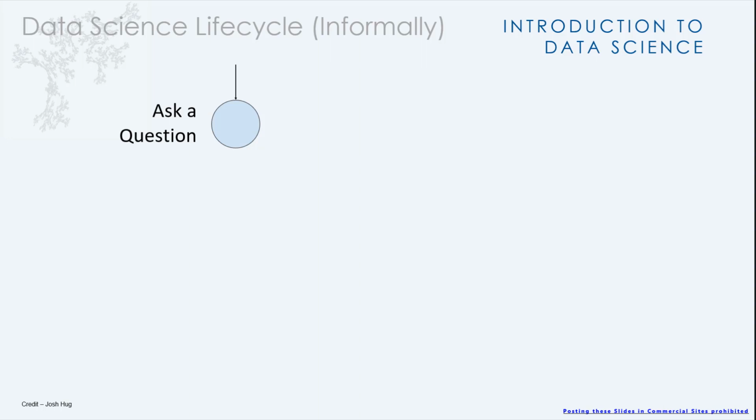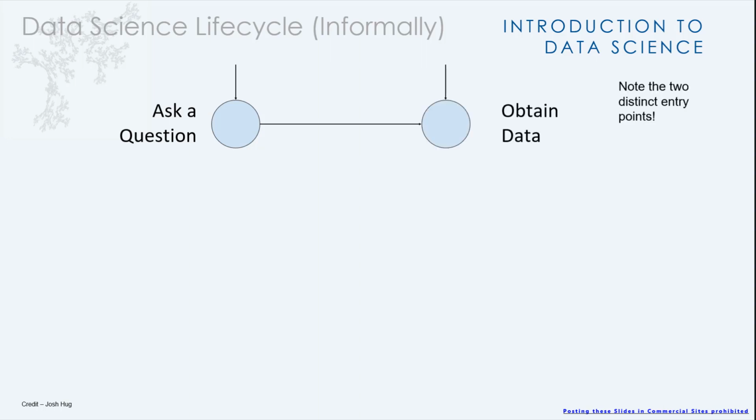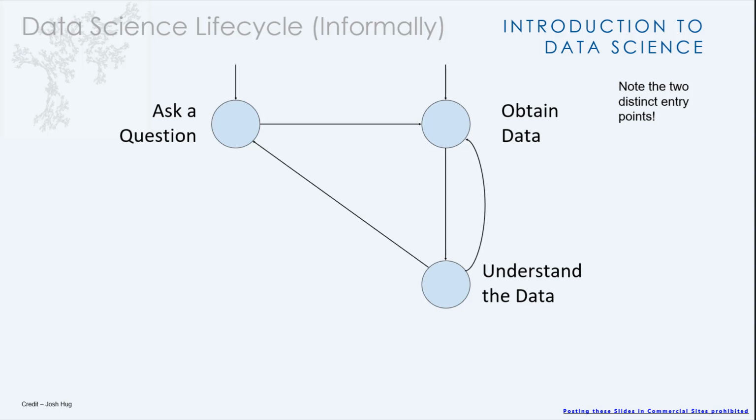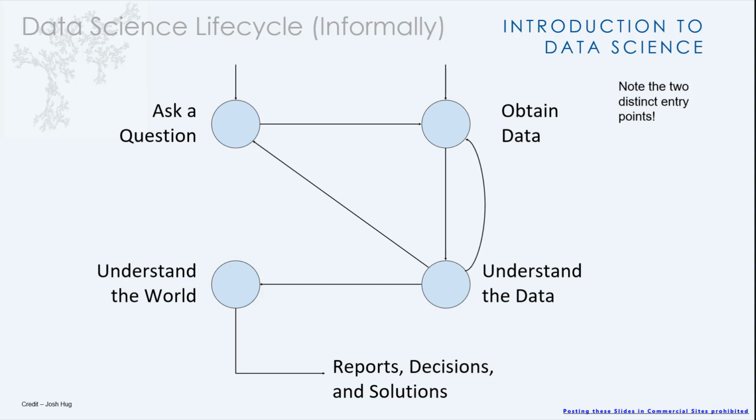The data science life cycle involves asking a question, obtaining the data, and understanding the data. You keep obtaining data until you can understand it, or you keep asking the question, obtaining the data, and understanding the data, and through that data you understand the world. Once you understand the world, you can create reports, decisions, and solutions.